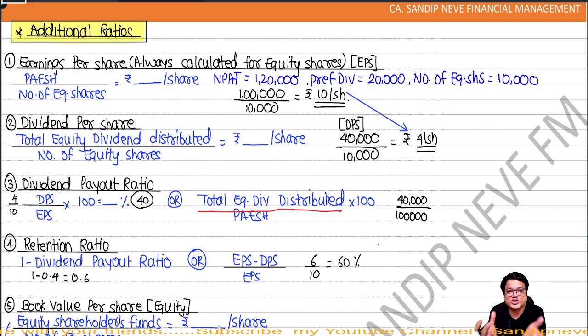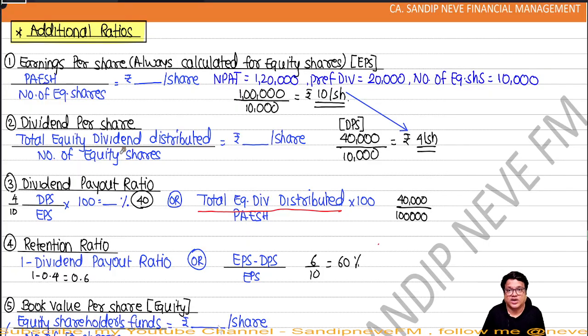Equity shares, no, because we're not supposed to do it for preference shares. They know in advance, right? So what is the formula? You want to calculate earning per share. What to do? Take the total earning divided by number of people, not number of people over here, it will be number of equity shares. Earning per share: take the PAESH, profits available for equity shareholders, divided by number of equity shares. What will be dividend per share? Take the total equity dividend distributed divided by number of equity shares.